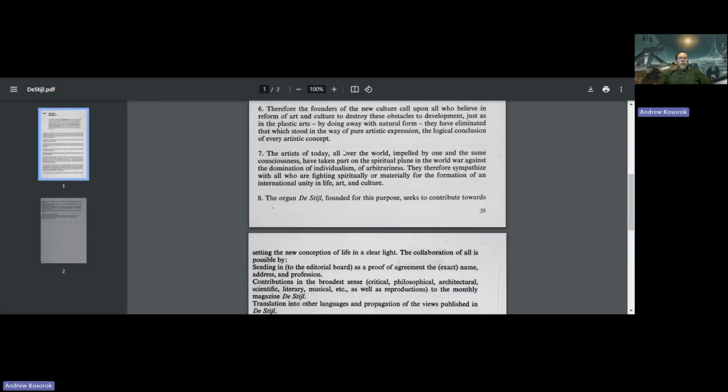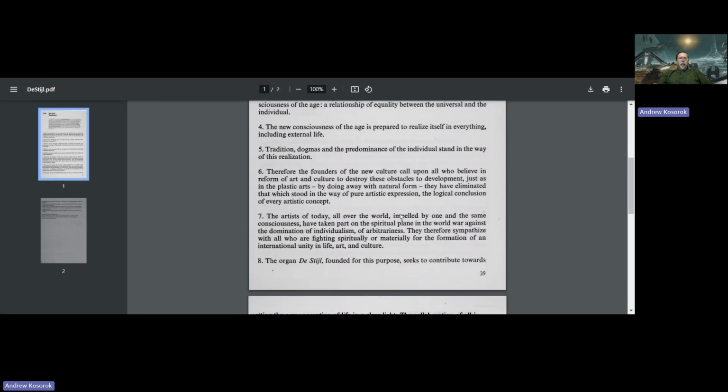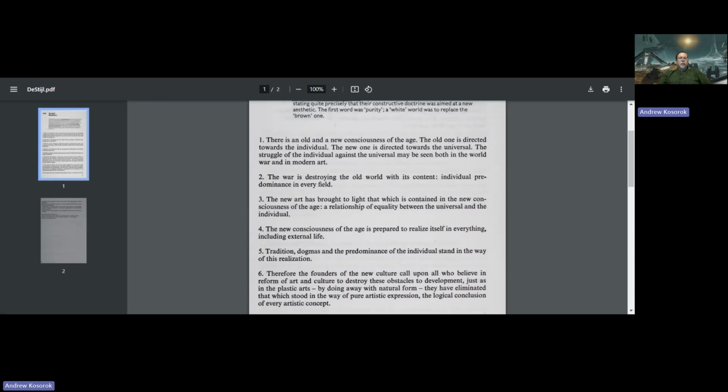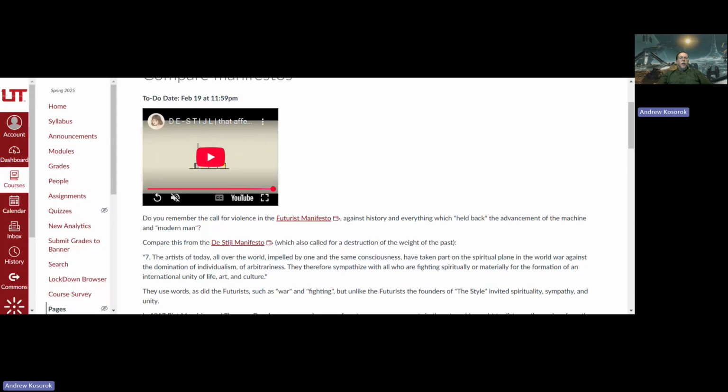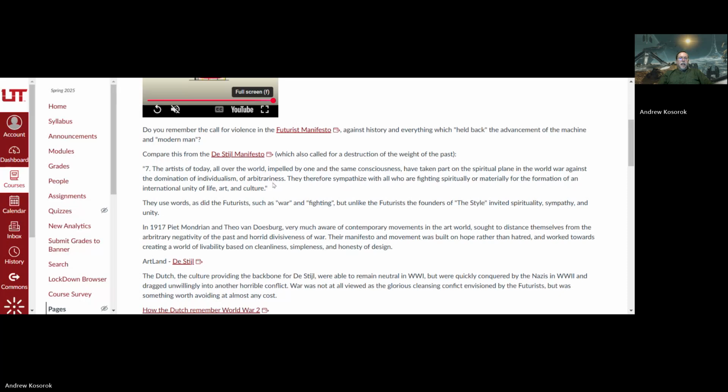And so, it's interesting to me where this talks about spirituality and consciousness and connecting with the new age by destroying the things that hold us back in the old age through exploring new avenues, not by killing. And I think that's a really fascinating difference where we can look at both the Italian Futurist Manifesto and the De Stijl Manifesto. And what's fascinating to me is that it talks about the same kind of thing, moving into the new world, but in a very different way.